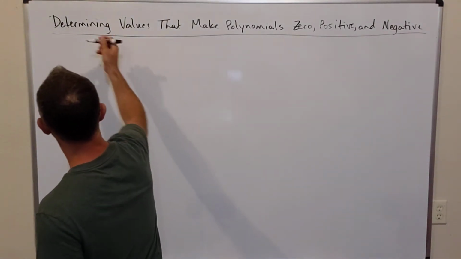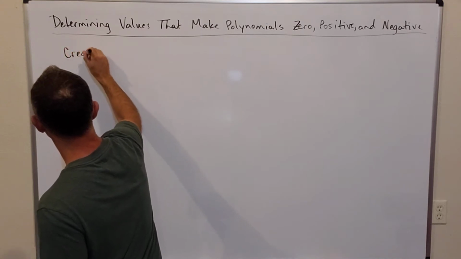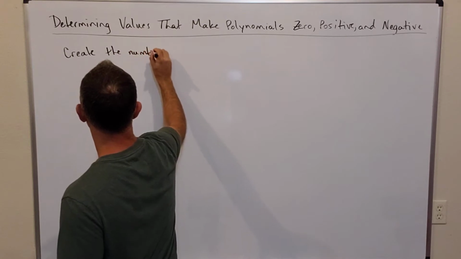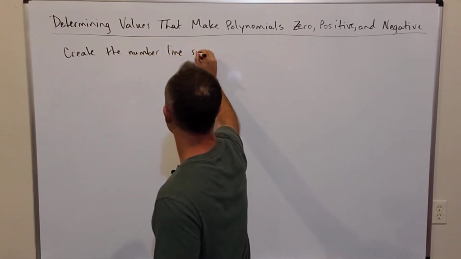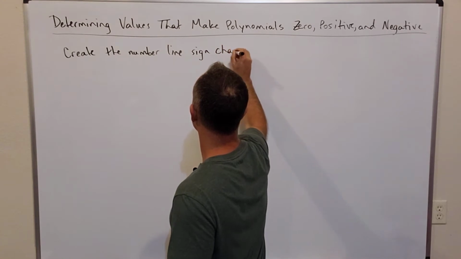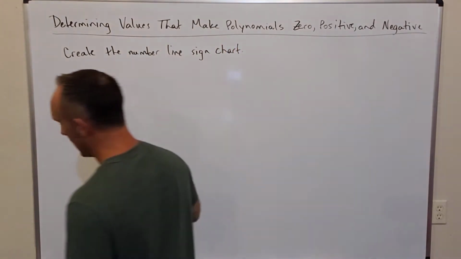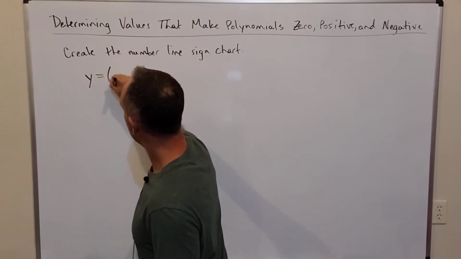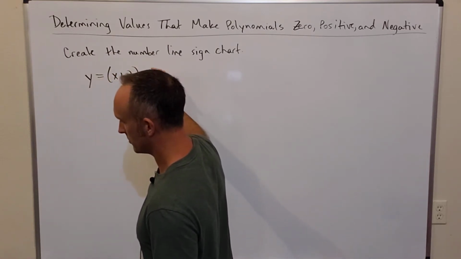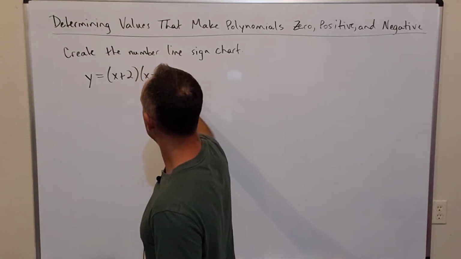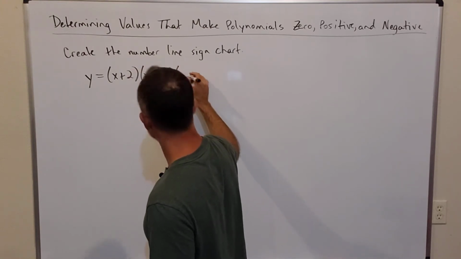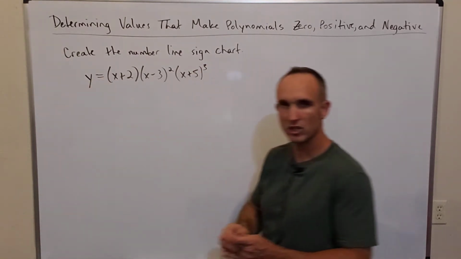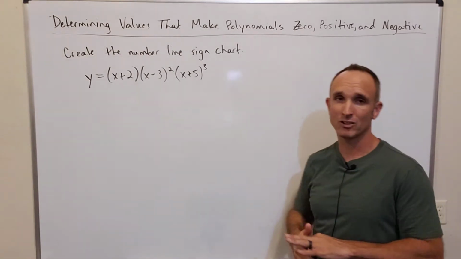So let's say create the number line sign chart. And let's say that our function is y equals x plus 2 times x minus 3 squared times x plus 5 cubed. Okay, so this is our function. It's a polynomial and it's already factored, which is very nice.